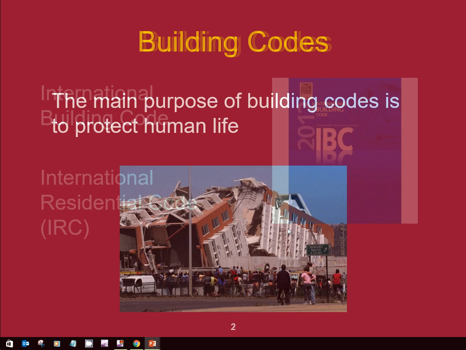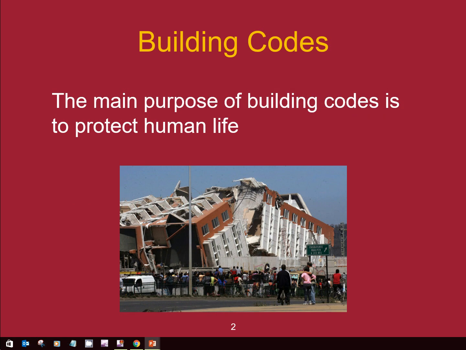Okay. The main purpose of the building code is to protect human life, in that we build buildings that are safe to inhabit. And if you notice this example here, this building fell over. And if I remember right, I want to say it was in China. I may be wrong on that. It may be Eastern Europe. But what happened is they were excavating next to the building to build another building, and they excavated enough soil that the soil under this building gave way, and the whole building just toppled over.